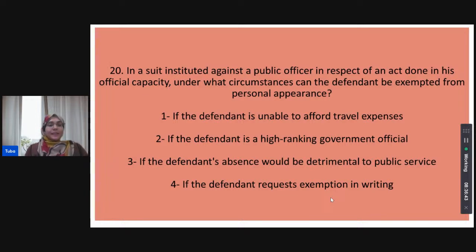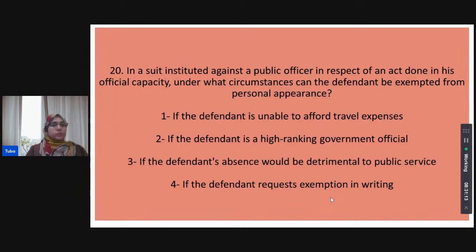Question number 20 is, in a suit instituted against a public officer in respect of an act done in his official capacity, under what circumstances can the defendant be exempted from personal appearances? Is it where the defendant is unable to afford travel expenses? Is it where the defendant is a high-ranking government official? Is it where the defendant's absence would be detrimental to public service? Or is it if the defendant requests exemption in writing?